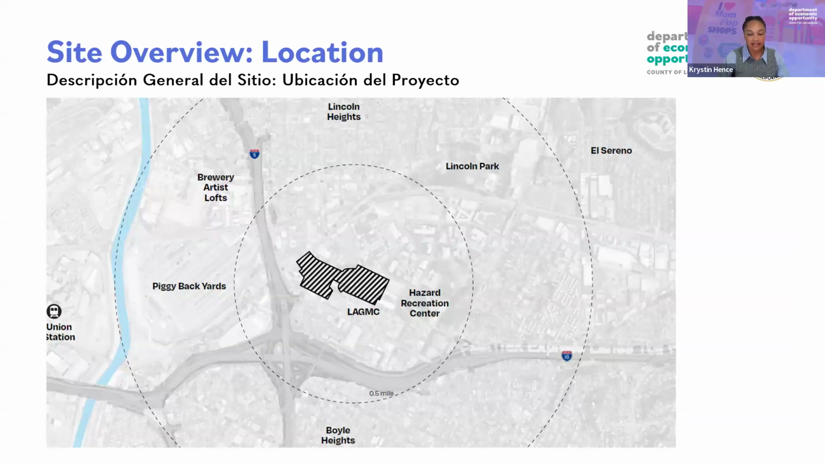The site is located in Boyle Heights and is sort of in the midst of various freeways, the 5 freeway, the 10 freeway, adjacent to Lincoln Heights, Lincoln Park, Boyle Heights, the Union Station and Yards, and the Brewery Artist Loft. And it also sits very close to the Hazard Recreation Center.